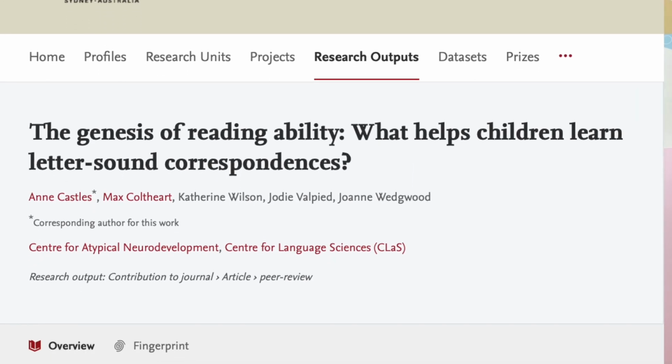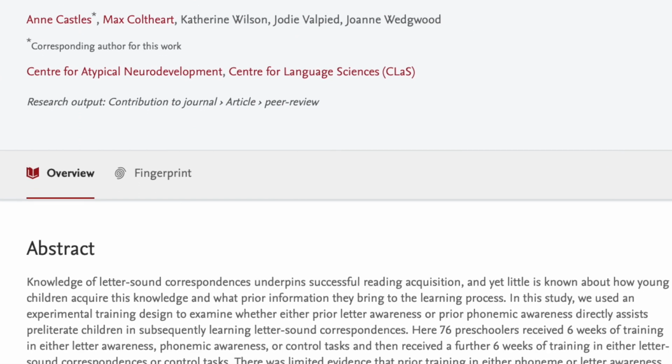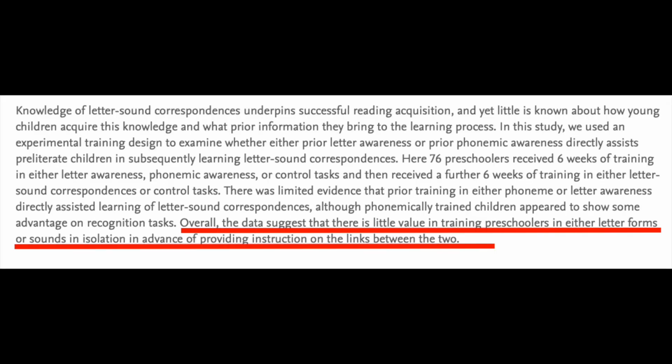For instance, this study from the Macquarie University in Sydney, Australia, concludes that there is little value in training preschoolers in either letter forms or sounds in isolation in advance of providing instruction on the links between the two. So when you're teaching your child the alphabet, say this is the letter A and it makes the A sound, this is the letter B and it makes the B sound, and so on and so forth.